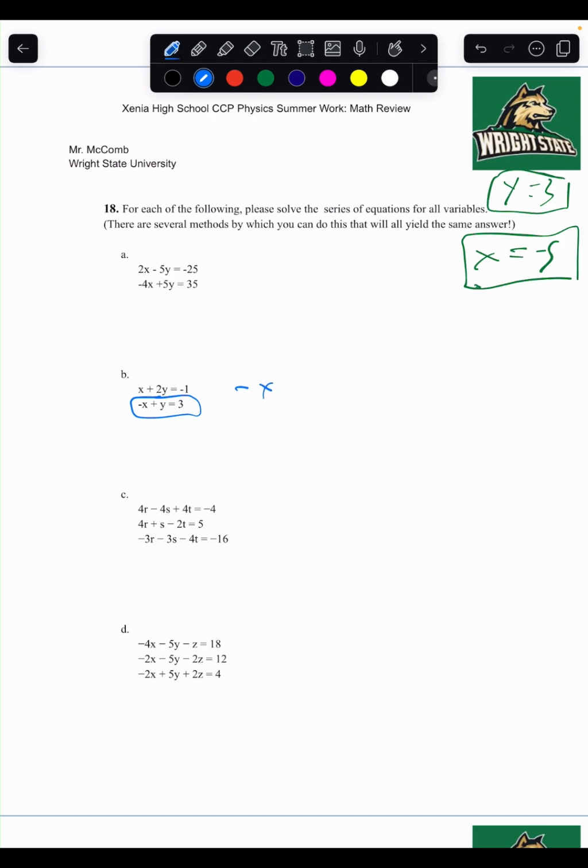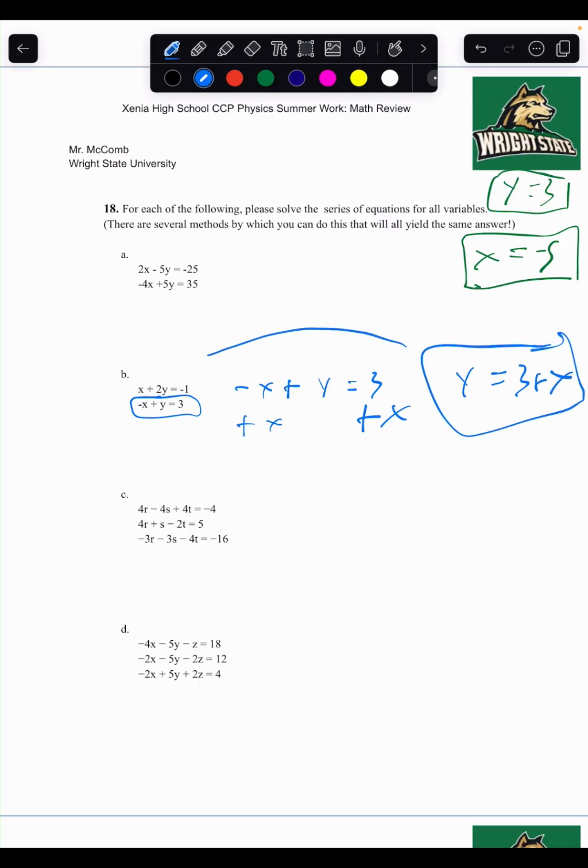Negative x plus y equals 3. I'm going to solve this for y. So to get y by itself, I can add x to both sides. So I can say y equals 3 plus x. Now, this is true. And what this means is I can put this into the first equation here and now replace my y with this expression that has an x in it. In doing so, I can get this to be only x's and numbers and then solve for x.